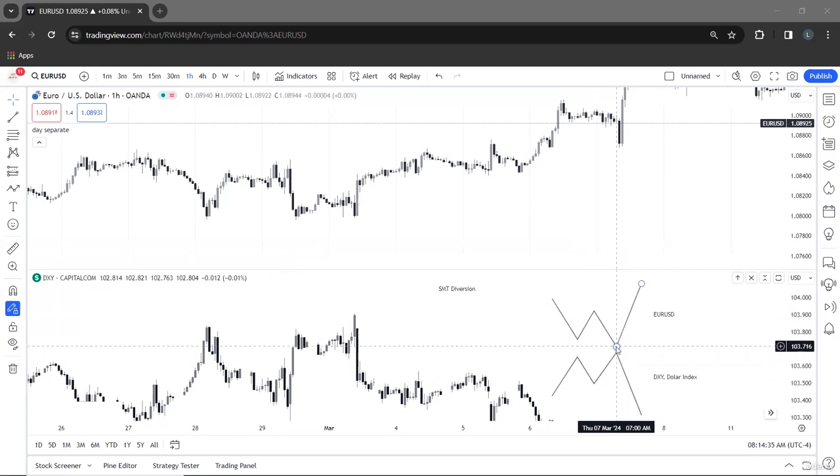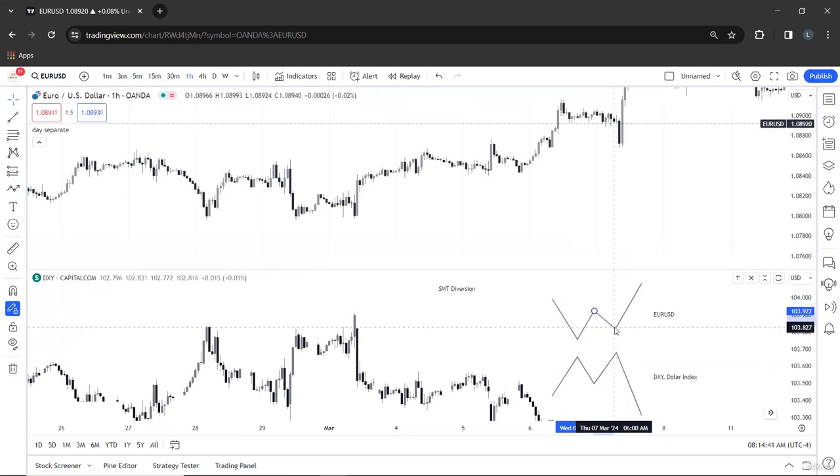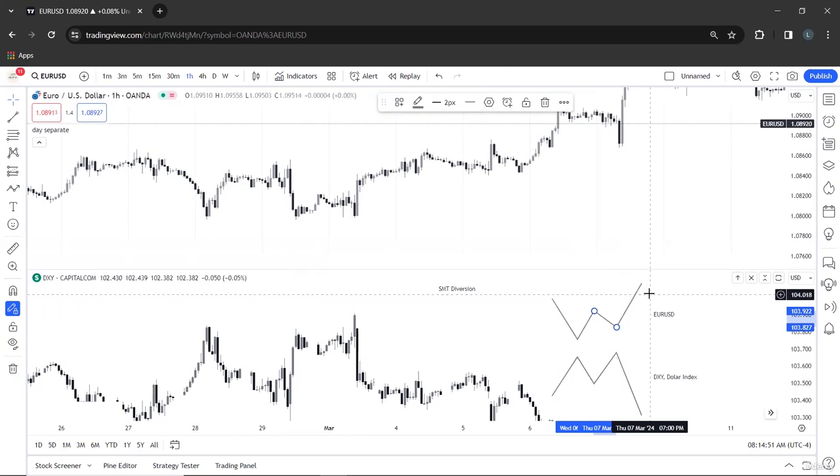Now, if there's a crack in this inverse correlation, say the dollar index makes a high, but the euro dollar fails to make a lower low as it should, it means that there's buy pressure on the euro dollar right here. This scenario means there's buy pressure on the euro dollar, and that would give you a strong indication that you should be going bullish on the euro dollar.